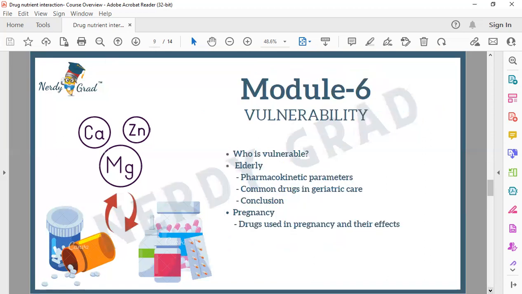Our next topic will be vulnerability. Module 6 deals with vulnerability. Who are the people who are more vulnerable to drug nutrient interaction? Elderly, and we'll deal separately with the pharmacokinetic parameters in the elderly and common drugs that are used in geriatric care, and the conclusion in that. As well, we'll touch upon pregnancy, because pregnancy is also a very important vulnerable stage. Drugs used in pregnancy and their effects on the fetus as well as the mother.